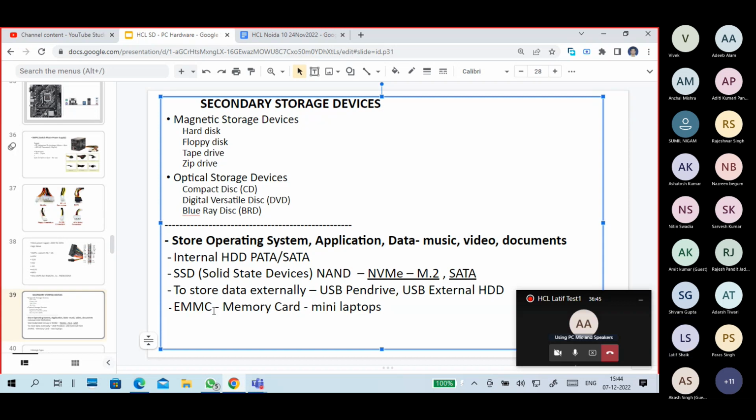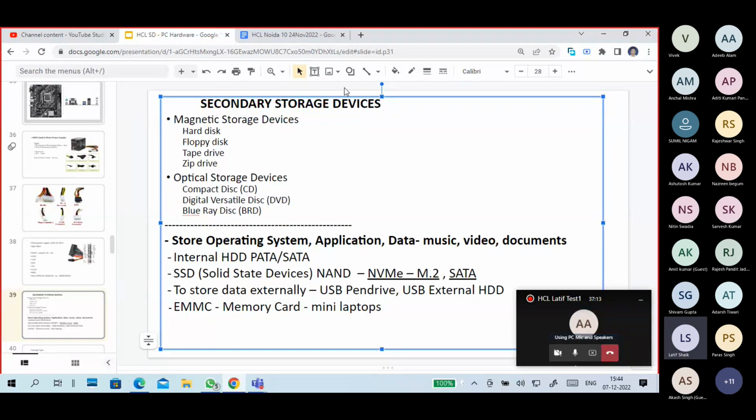eMMC is a memory card type, usually built inside your laptops or mobile phones. When you buy a mobile phone with 64 GB or 128 GB internal memory, where is this memory stored? It is in an onboard chip, an eMMC chip. Like mini laptops are there.